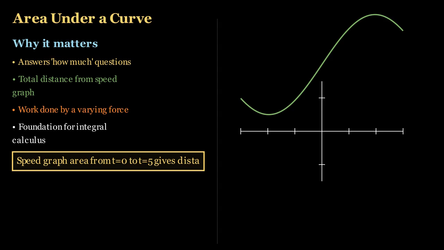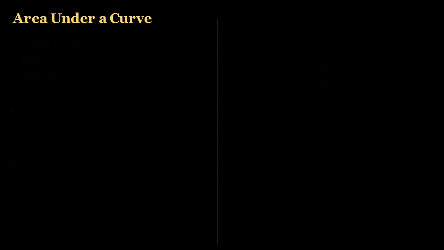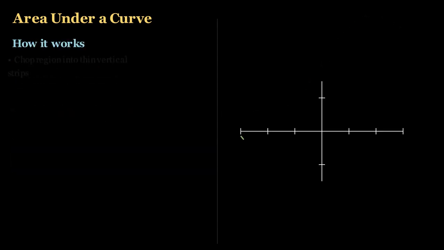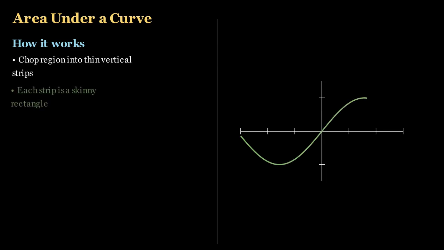So how do we actually measure this curvy area? We can't just use length times width, because the top edge isn't straight. The trick is to slice the region into lots of very thin vertical strips, like cutting a loaf of bread. Each strip is almost a rectangle, its width is a tiny step along the x-axis, and its height is the curve's value at that spot. The area of one strip is just height times width. If we add up the areas of all the strips, we get a pretty good guess for the total area.